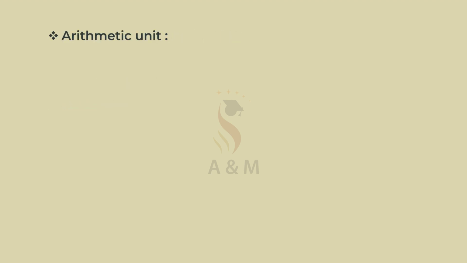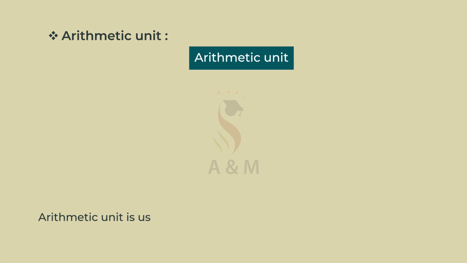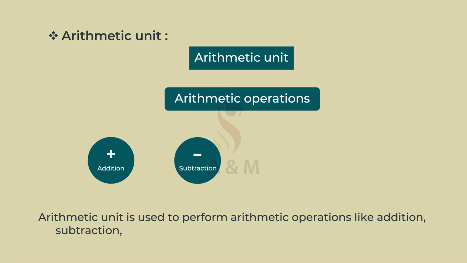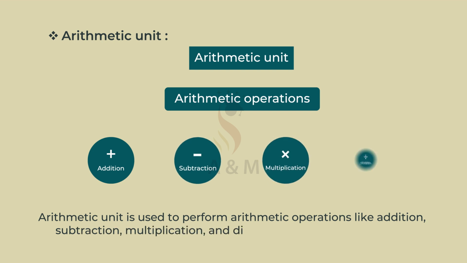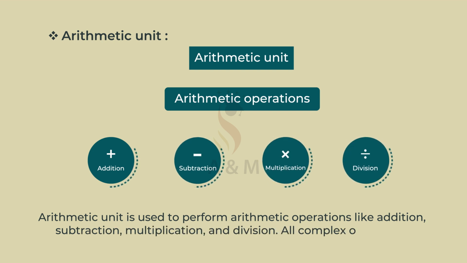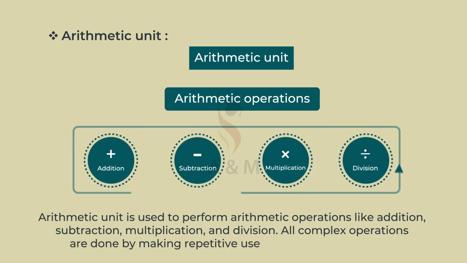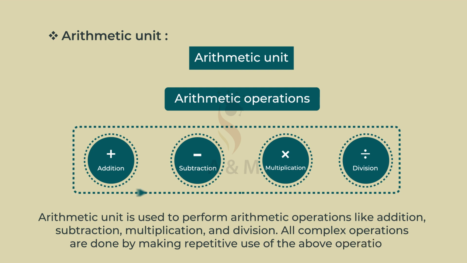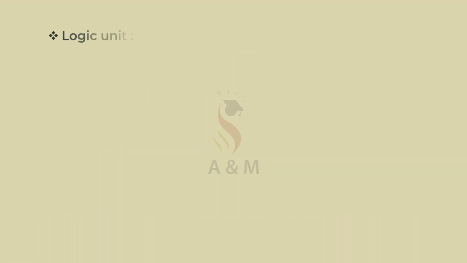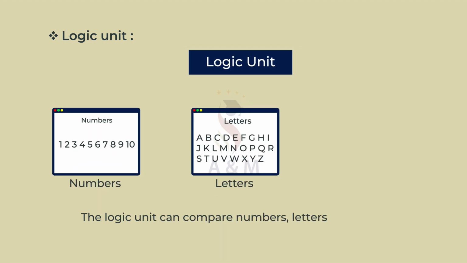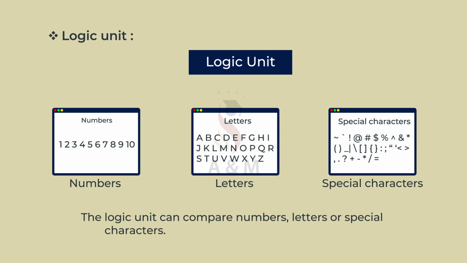Arithmetic unit. Arithmetic unit is used to perform arithmetic operations like addition, subtraction, multiplication and division. All complex operations are done by making repetitive use of the above operations. Next is about the logic unit. The logic unit can compare numbers, letters or special characters.